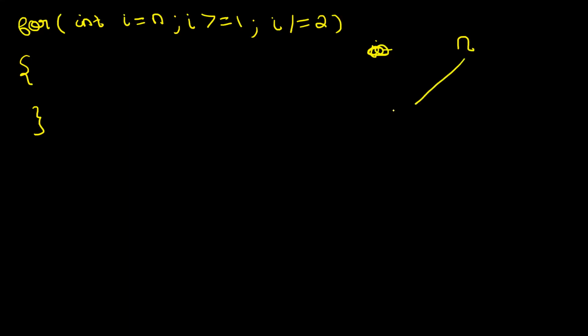Then the value of i will become n by 2, the loop runs. Then the value of i will become n by 4, the loop runs. Likewise, every time the value of i will become half. Then you will get to n by 8, and likewise the value of i will become 1, the loop runs. And then the value of i goes to 0 and the loop does not run.